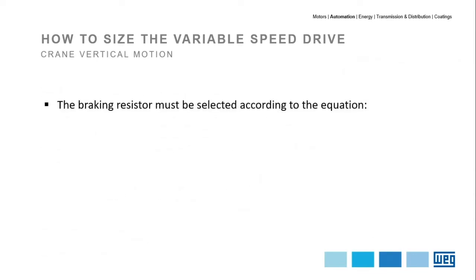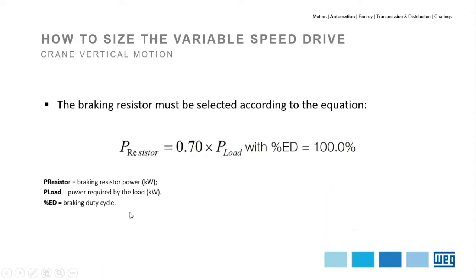Here we give you some instructions about the braking resistor, which is a must for crane application. In this case, for a crane in vertical motion, we suggest to size the braking resistor following this formula. The braking resistor power is equal to 0.7 multiplied by power required by the load, considering a braking duty cycle of 100%.